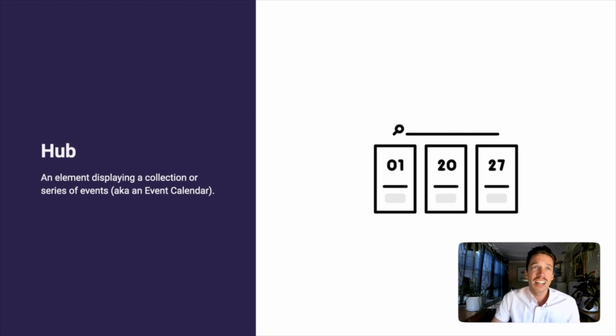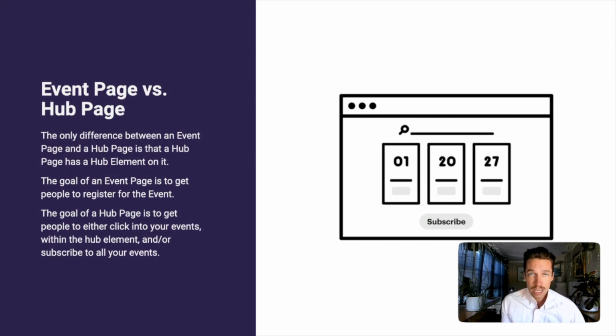But what's the difference between an event page and a hub page? Well, not much of a difference. Honestly, a hub page is just an event page that has a hub on it. That's pretty much it. There are some things that go on behind the scenes. We kind of reconvert the registration process to be more of like a subscription-based system if it is a hub page. There's some other things in the emails and things like that that we're going to talk about. But pretty simply, a hub page is just an event page with a hub element on it.